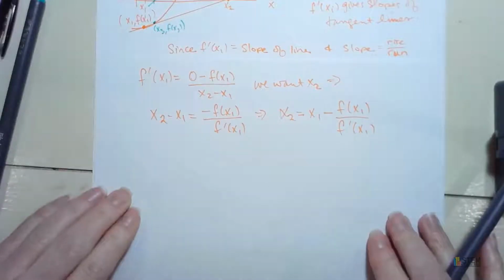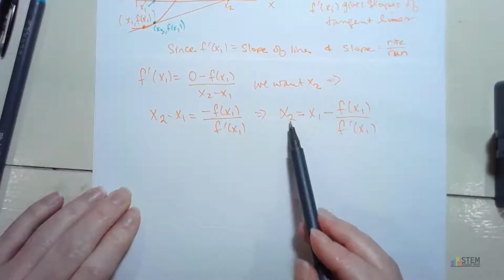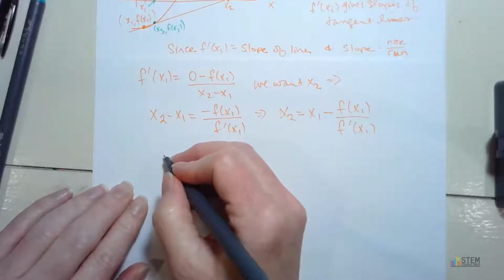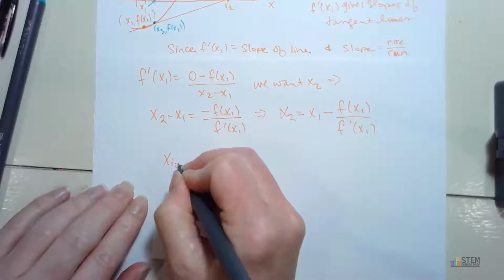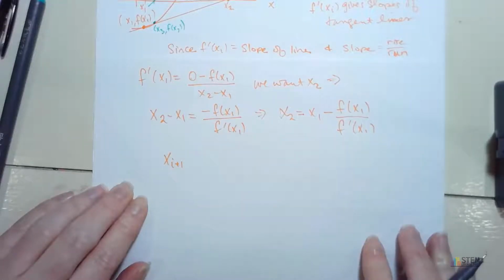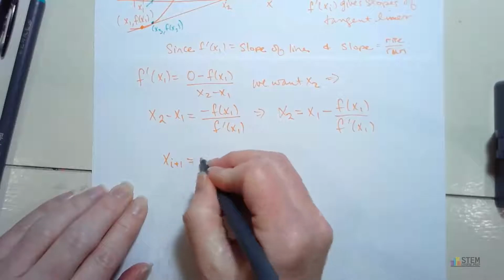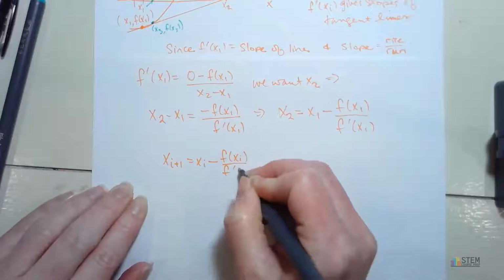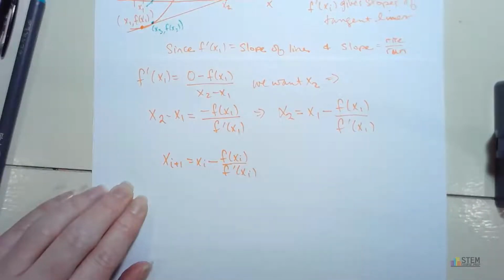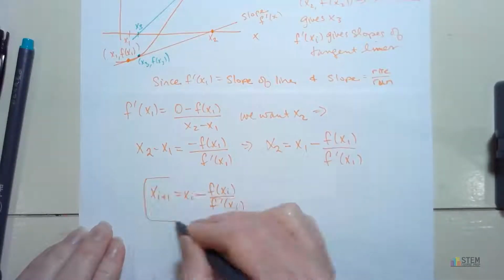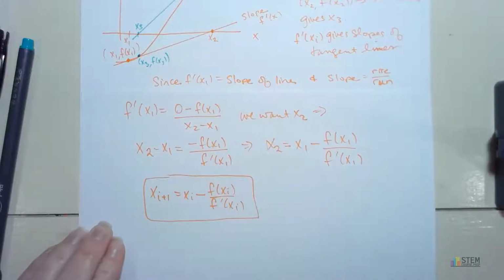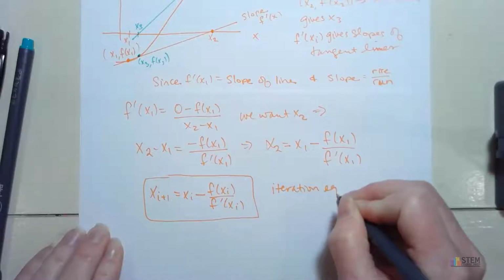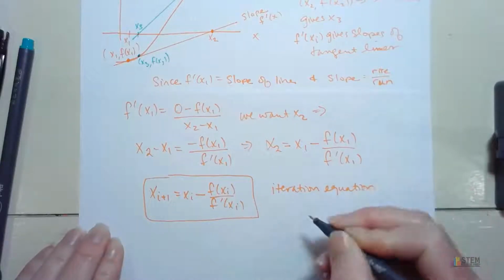Let's write it out where we aren't just using 1 and 2, because it needs to work for all of the different lines. So we can write that xi plus 1 equals xi minus f of xi over f prime of xi. And this right here is our equation. This is known as the iteration equation, Newton's method.